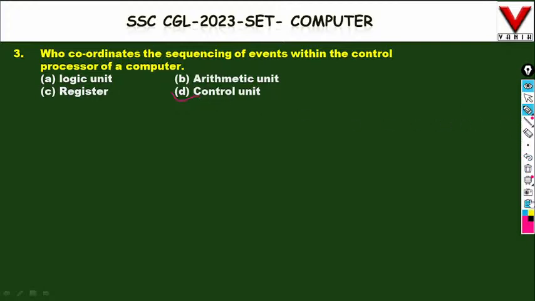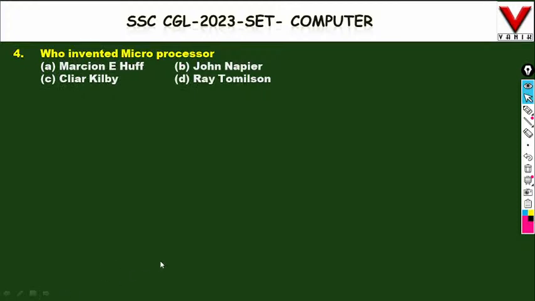Next question: who invented the microprocessor? The microprocessor was invented by dash. The options are Marcian E. Hoff, John Napier, Jack Kilby, and Ray Tomlinson. Marcian E. Hoff was the inventor of the microprocessor in 1971.